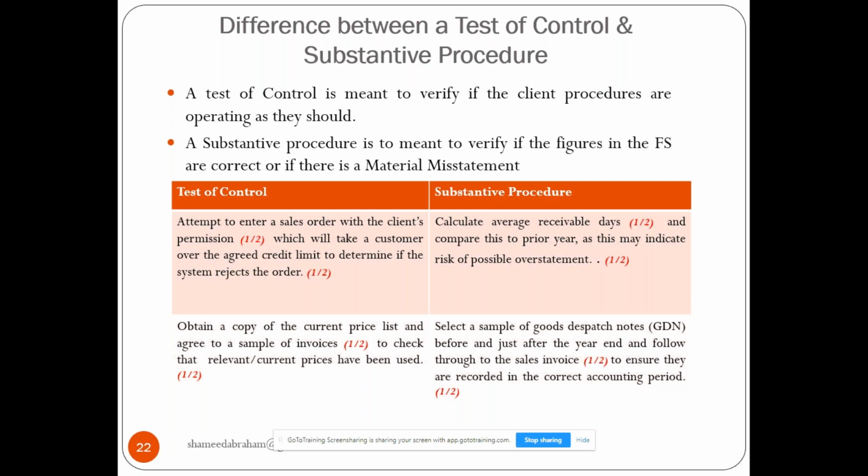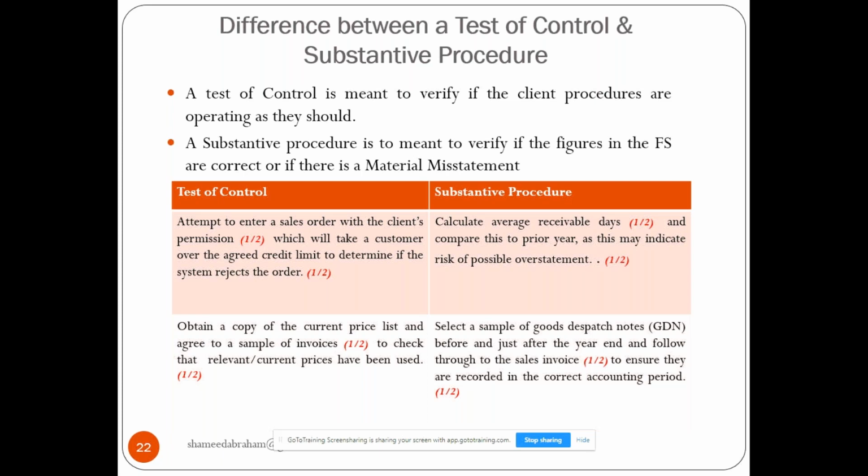That is what I'm doing. I'm selecting a sample of goods received, of goods delivery notes just before and just after year end. And why am I doing it? I'm following it, I'm tracing it to the sales invoice, but why? To ensure that they're recorded in the correct accounting period.